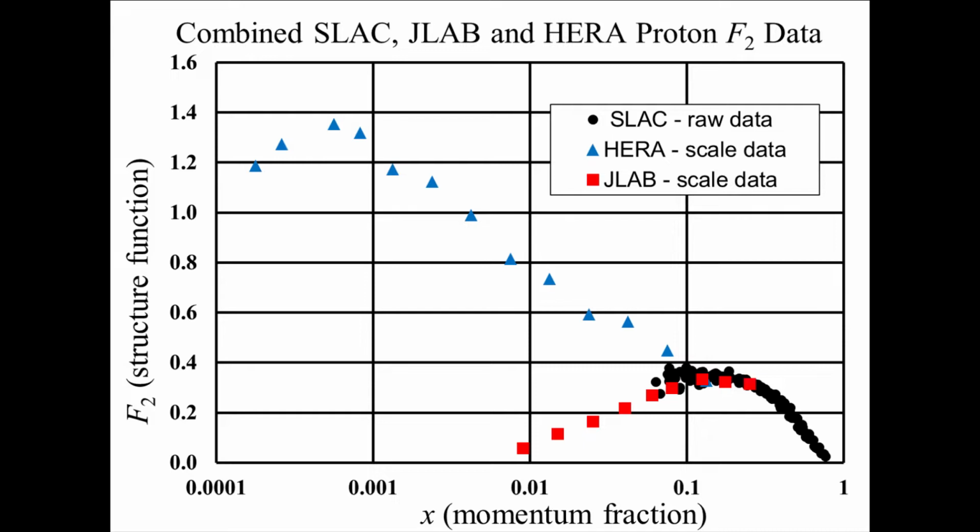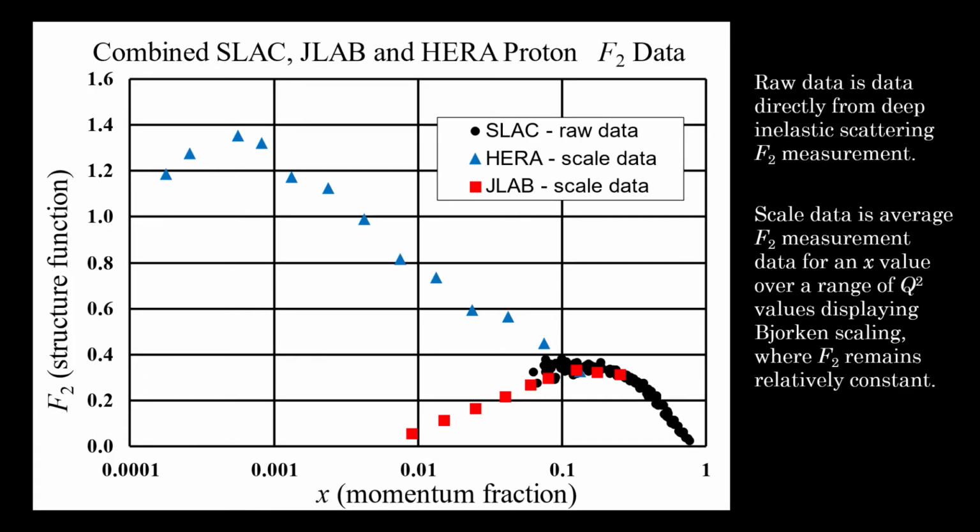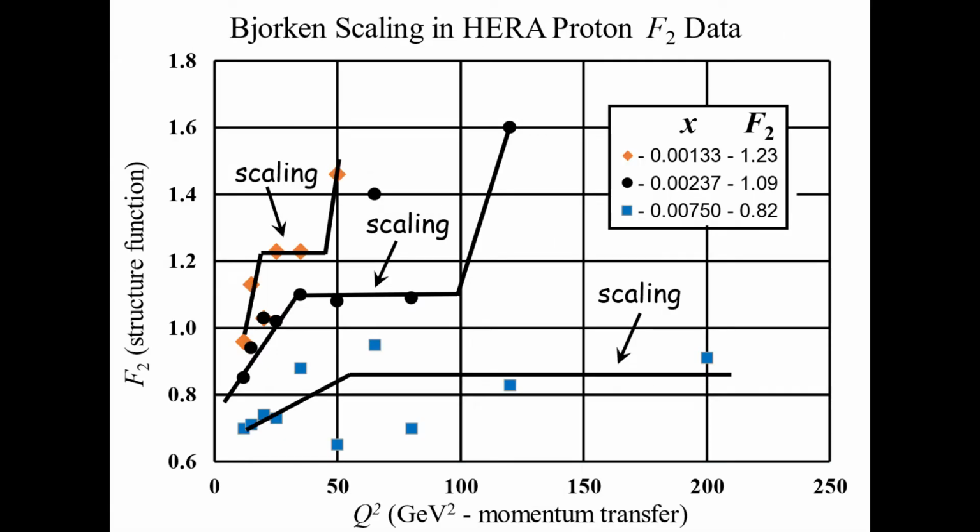Shown is a combined plot of the SLAC, HERA, and JLab datasets using a logarithmic x-axis. The SLAC points are raw data points, but the HERA and JLab values are rough estimates of the average F2 for a given x from a phenomenon known as Bjorken scaling. Bjorken scaling occurs when F2 stays fairly constant over a range of q² values for a given x, indicating the probing electrons are scattering off particles inside the proton.